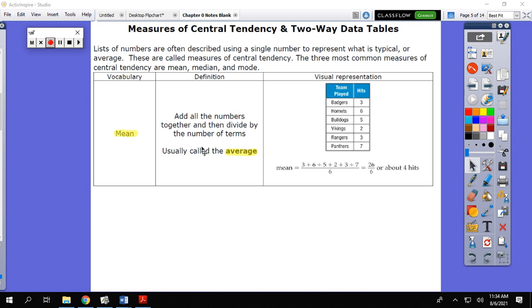Welcome to the video notes for measures of central tendency in two-way data tables. This video is going to cover mean, median, mode, and range, and talk about how to find them from a data set. There will be another video over mean, median, mode, and range that will cover SAT style questions. That will be an entirely separate video.